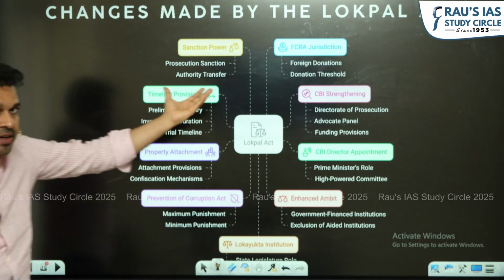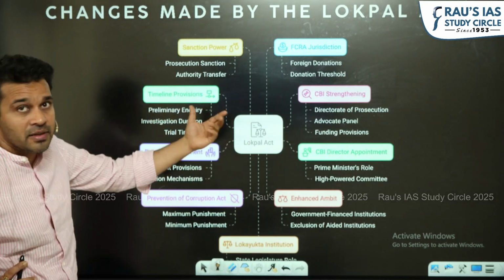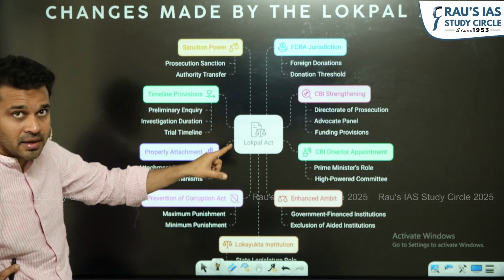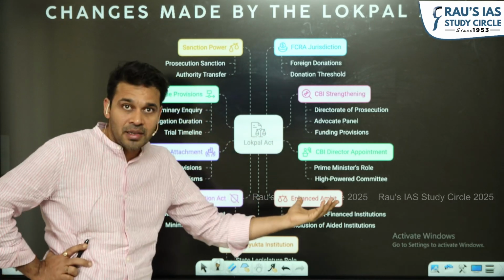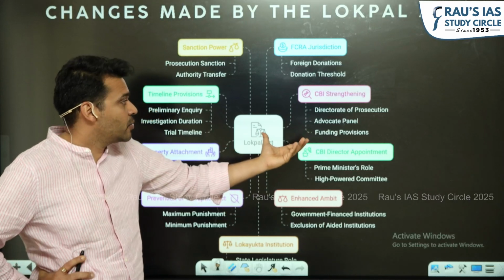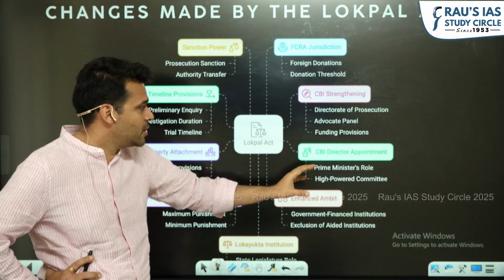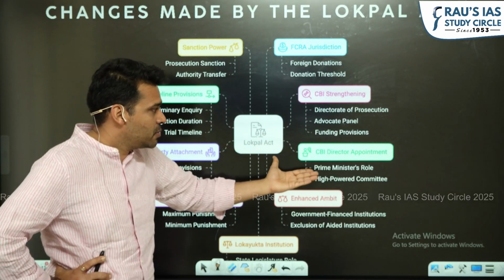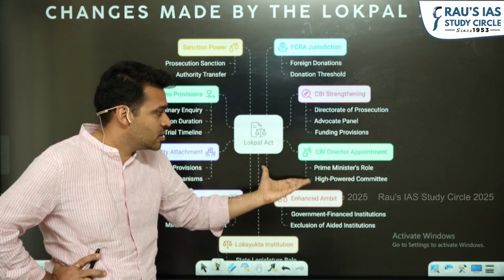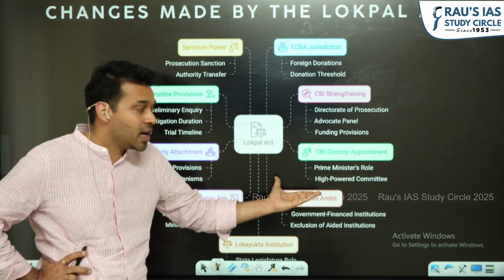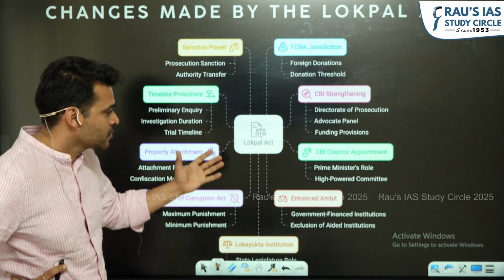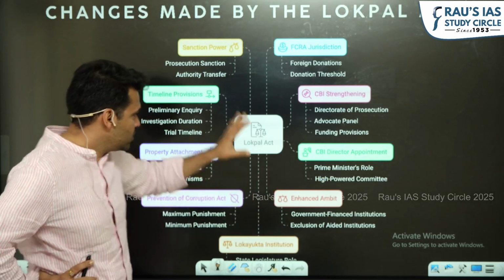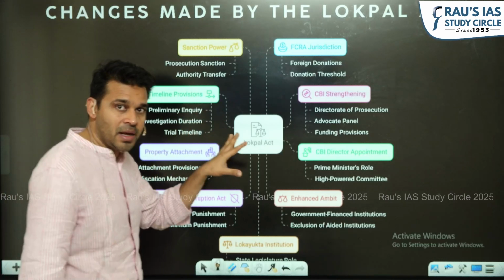It has changed the FCRA jurisdiction. Anyone receiving more than 10 lakh of funds comes under FCRA. Then it has strengthened the CBI. It has a Directorate of Prosecution, a funding provision, and an advocate panel has to be appointed independent of government lawyers. Similarly, the appointment process of the CBI director has been changed. Now the appointment will be done through a high-powered committee headed by the Prime Minister. It has enhanced the ambit. So there are multiple changes that the Lokpal Act has brought.